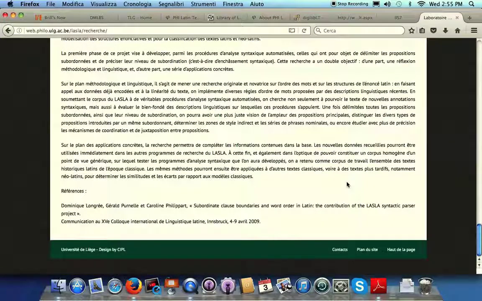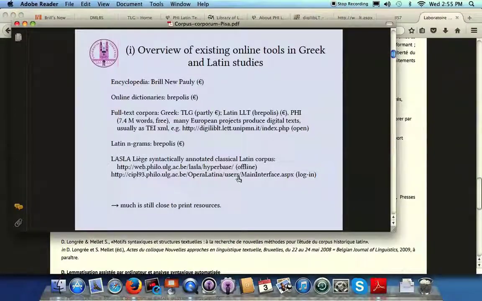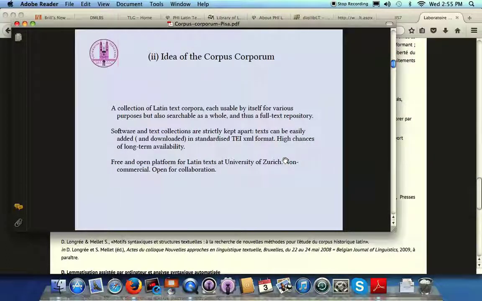So these are the digital tools, especially for Latin studies, that I use the most. Certainly there are more of them in existence, but these are the ones that I use very often. And I mainly show them to show you what the idea about the Corpus Corporum was about 6 years ago when we decided to start this project.